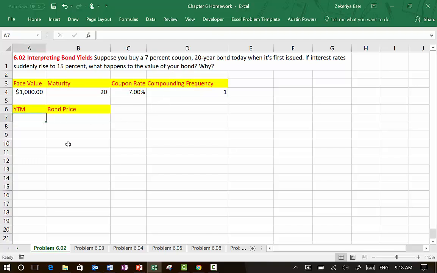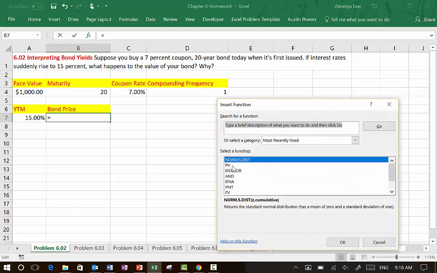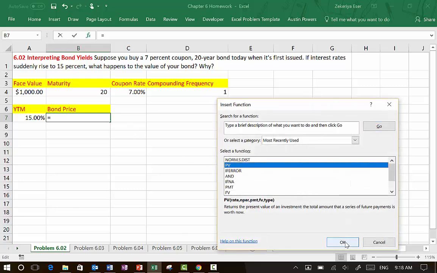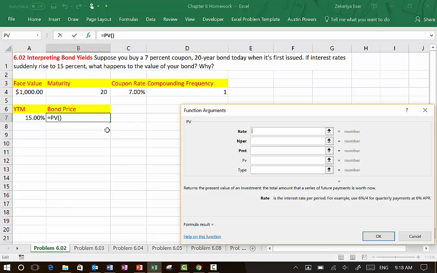Let's calculate what would happen to the value of this bond if indeed interest rates rise to 15%. That is the yield to maturity. And to calculate the bond price, we're going to use the PV function. The rate is the YTM.